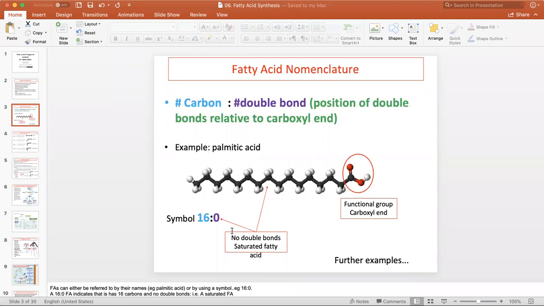As soon as there is a double bond, it is considered an unsaturated fatty acid, because if it's all single bonds, it is a saturated fatty acid. So this is one example. We have palmitic acid. It has 16 carbons written here. There is zero, so no double bonds. If you don't have any double bond, you obviously don't have to indicate anything in the brackets. And if there are no double bonds, that means it is a saturated fatty acid.